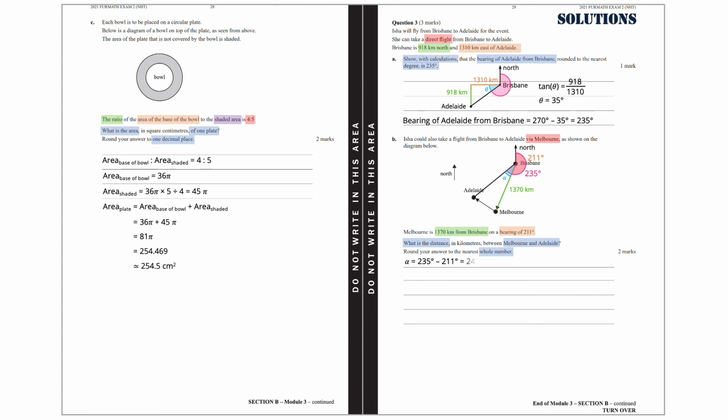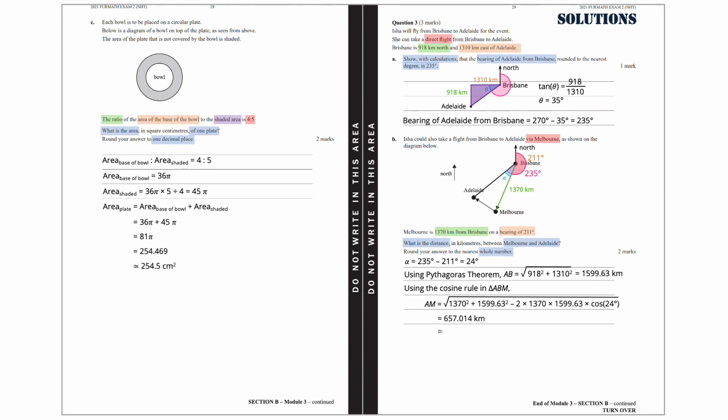We are going to use Pythagoras' theorem in the right angle triangle from part A to calculate the distance from Adelaide to Brisbane, AB. That is square root of 918 squared plus 1310 squared equals 1,599.63 kilometers. Using the cosine rule in triangle ABM, we can calculate the distance from Adelaide to Melbourne, AM, as shown. And this is 657 kilometers, correct to the nearest whole number.